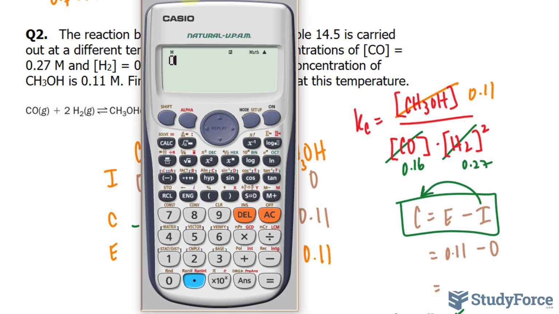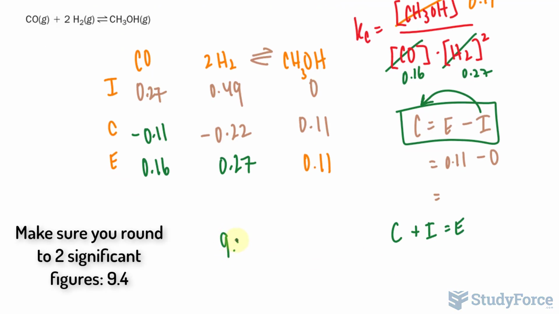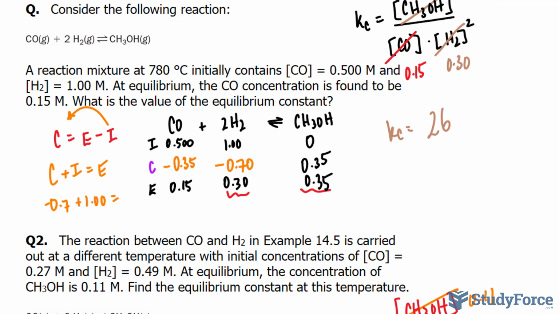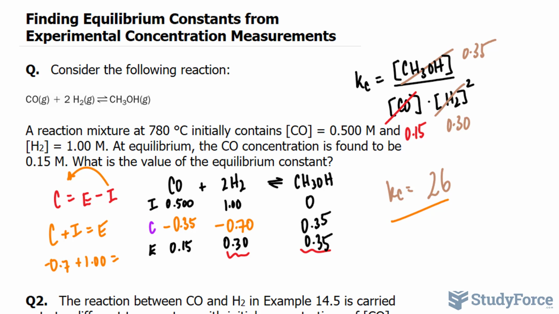And we have 0.11 divided by the stuff at the bottom, 0.16 times 0.27 raised to the power of 2. And we get a Kc value of 9.43. 9.43 is the equilibrium constant. And compare that to what we had in question 1, it was 26. And so there you have it. That is how to find equilibrium constants from experimental concentration measurements.